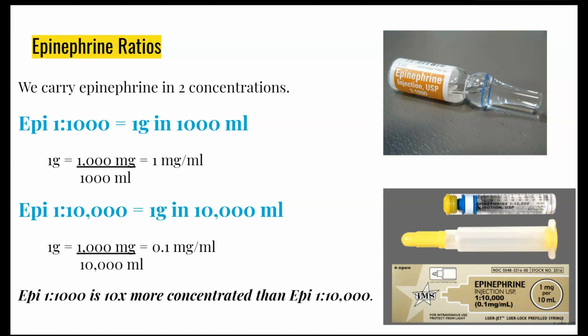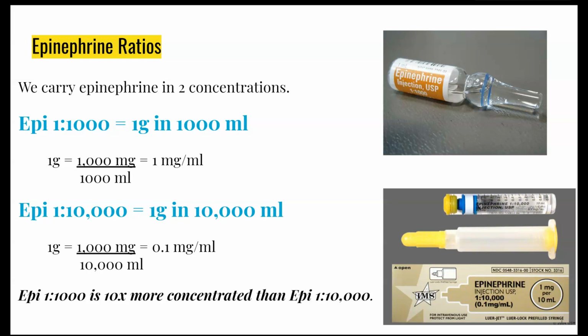So think about it this way. You're going to draw up 0.3 milligrams, which means you're going to draw up 0.3 milliliters. It's like a 1-for-1 ratio there. As opposed to Epi 1 in 10,000, where you move the decimal point over to make a gram into milligrams, and then you divide by 10,000. So that means you have 1 divided by 10. You just move your decimal point over, and it becomes 0.1 milligrams per milliliter.